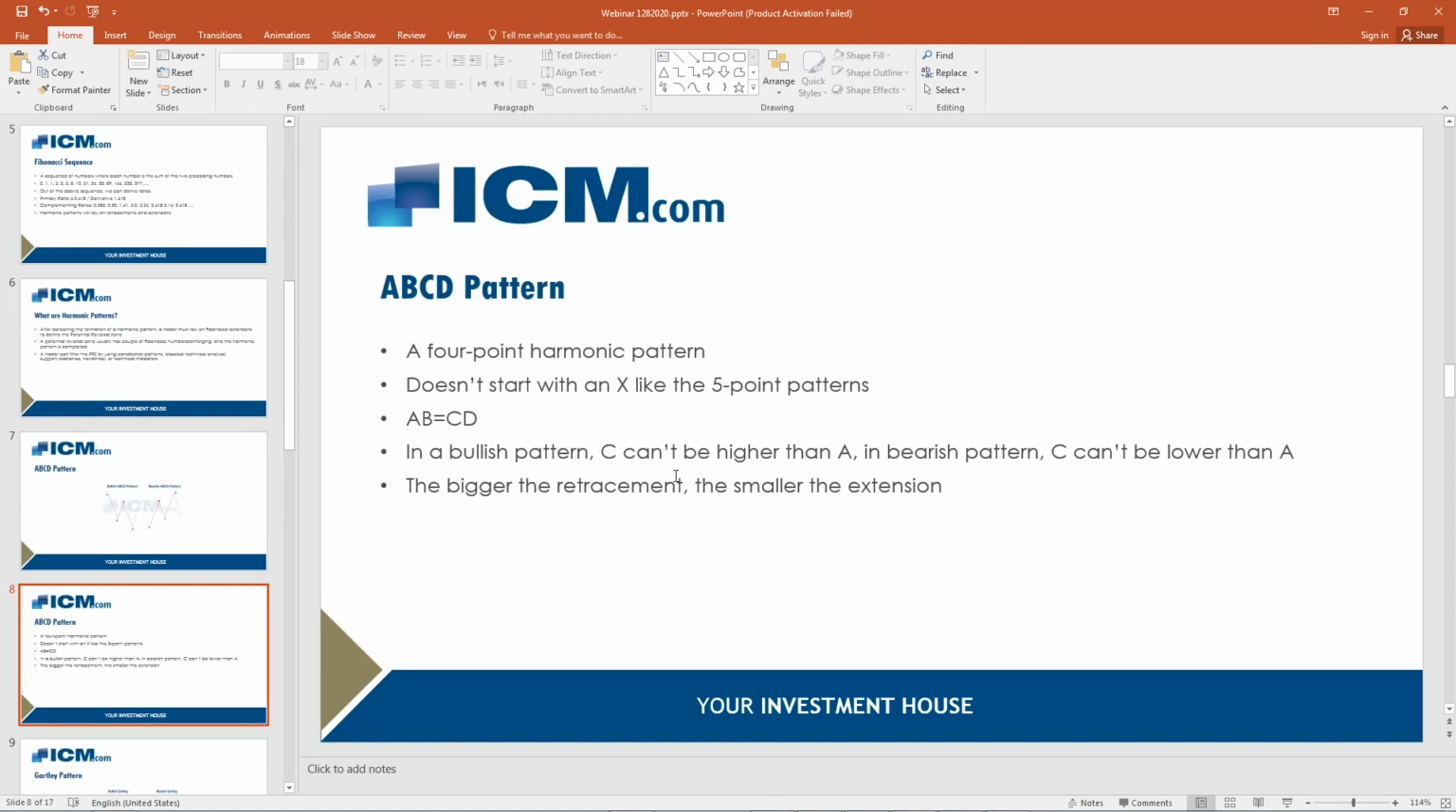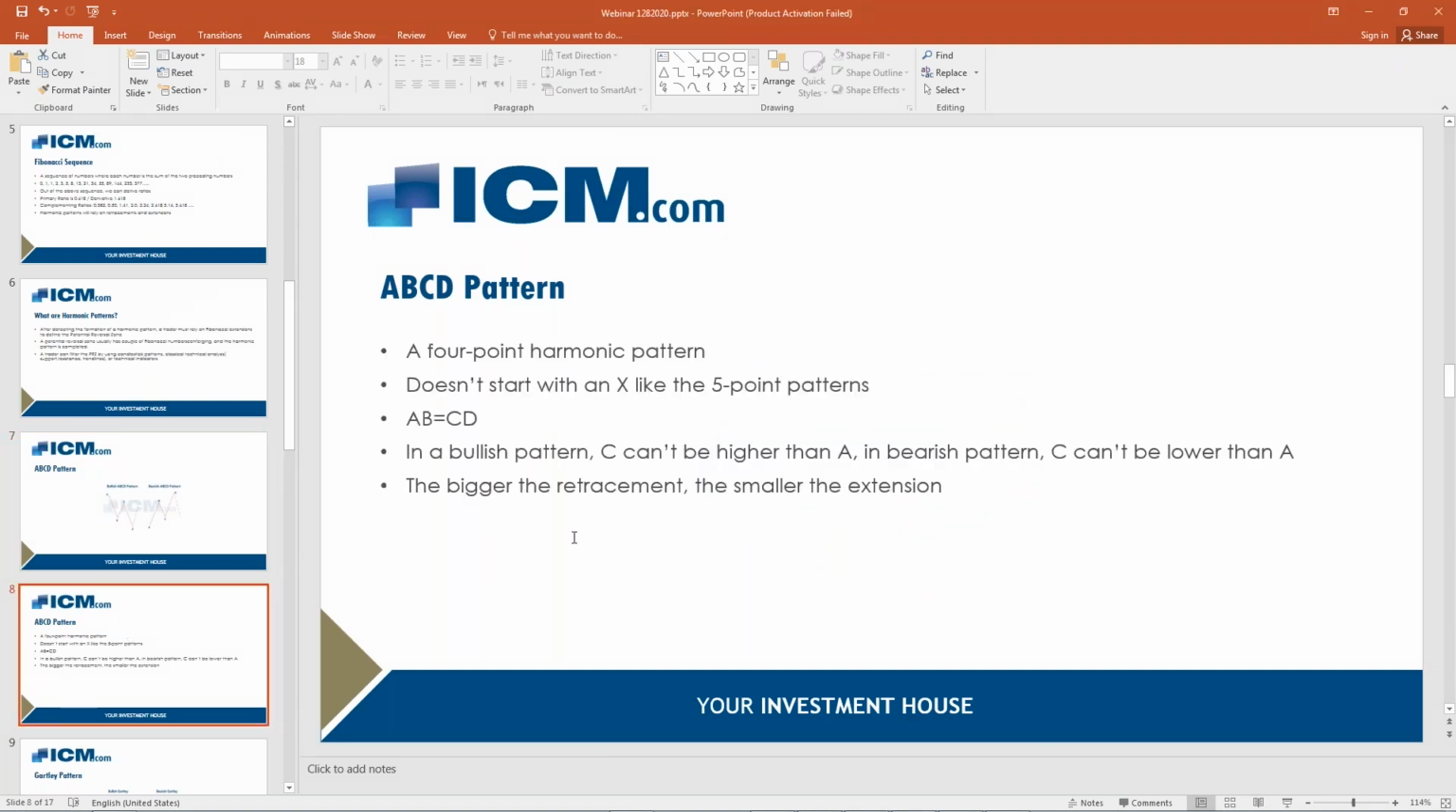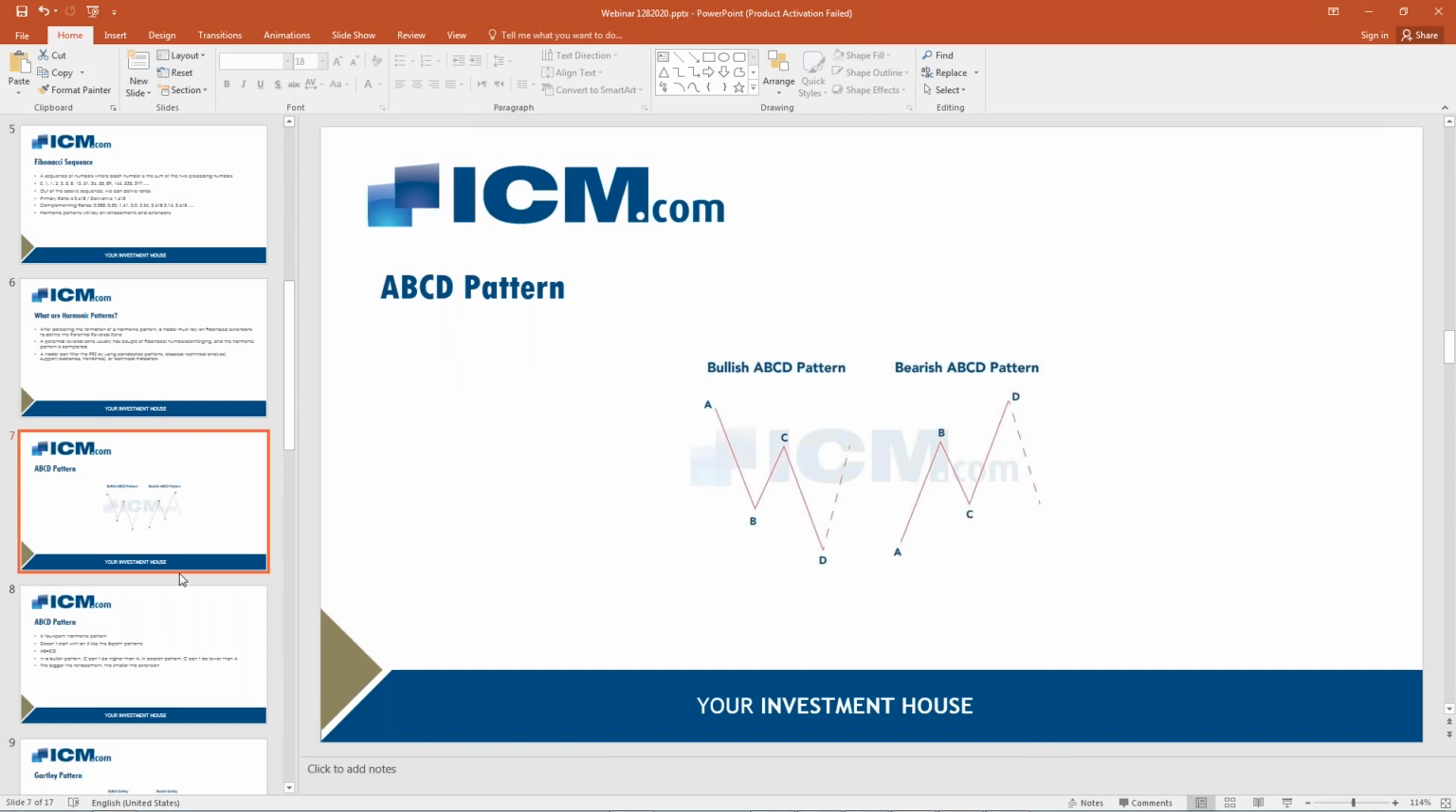In a bullish pattern, the C can't be higher than A, and in a bearish pattern, C can't be lower than A. So we can't have this pattern here, for example. We can't just have AB and then have a C higher and then D. This point C shouldn't extend above point A. So it shouldn't go above A. It can go up to the 0.86, 0.886 retracement of A and B, but it can't exceed point A. So this is what you have to keep in mind. This is one of the key pillars for a harmonic pattern. The bigger the retracement, the smaller the extension, as we explained.